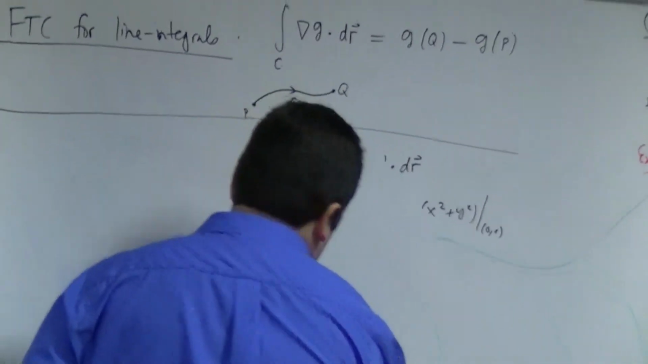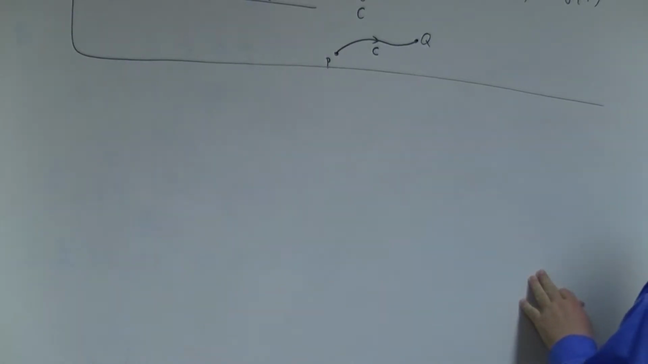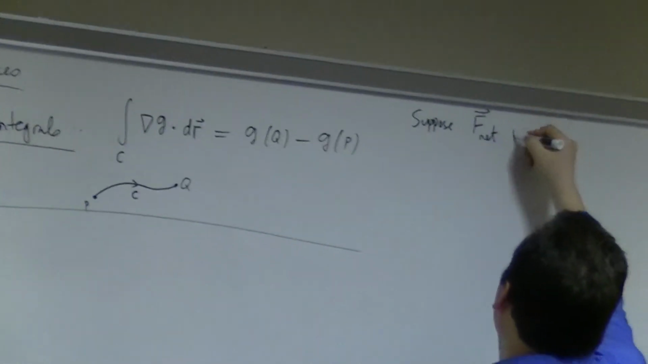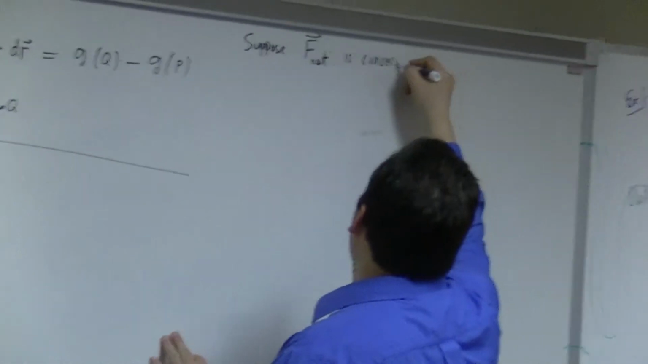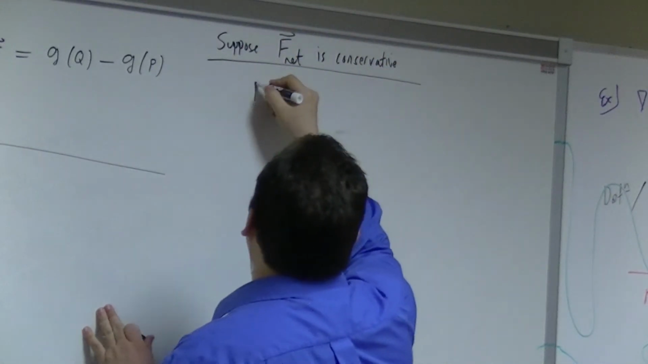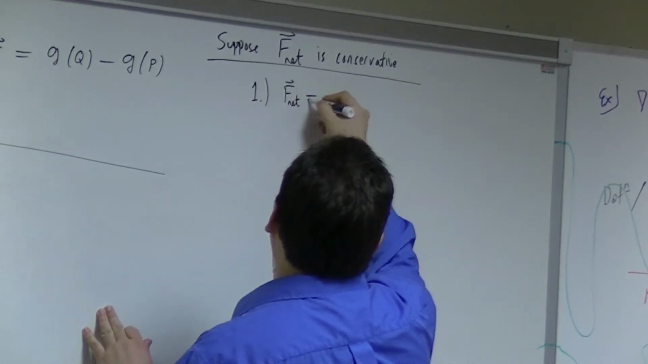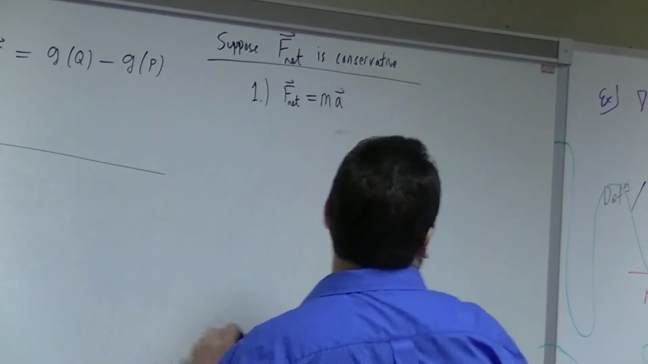So let's think about a case, all right? Let's think about the case that the net force is conservative. Suppose the net force is conservative. All right, so what's that mean? That means we have two things. First of all, we have that the net force, this is what we talked about last time, is equal to the mass times the acceleration, right?